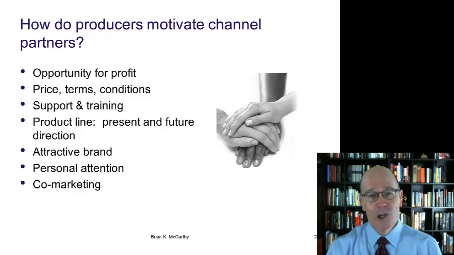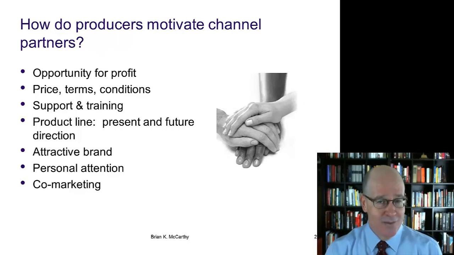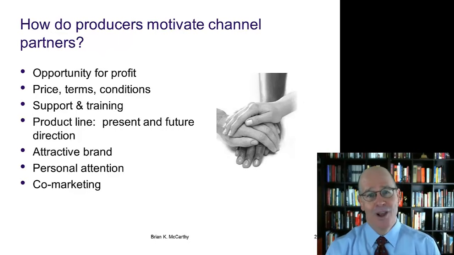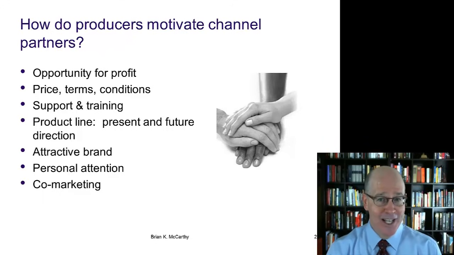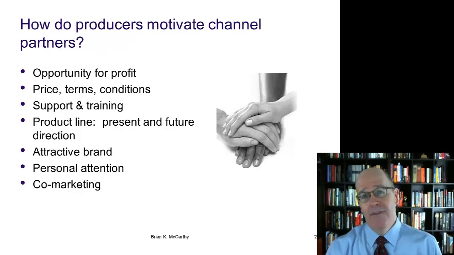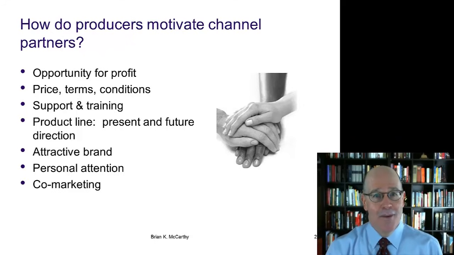Most channel partners are looking for most of these, if not all of these, from the suppliers of their products and services. Number 1, the channel wants the opportunity for profit. That's what our ice cream shop owner is interested in. They're interested in fair price terms and conditions, support and training about the product. They want an attractive, well-branded product line that has a great product line today and an exciting future. They want personal attention from the supplier when they need it. And then finally, co-marketing opportunities to convince customers to come into the store and buy the products.